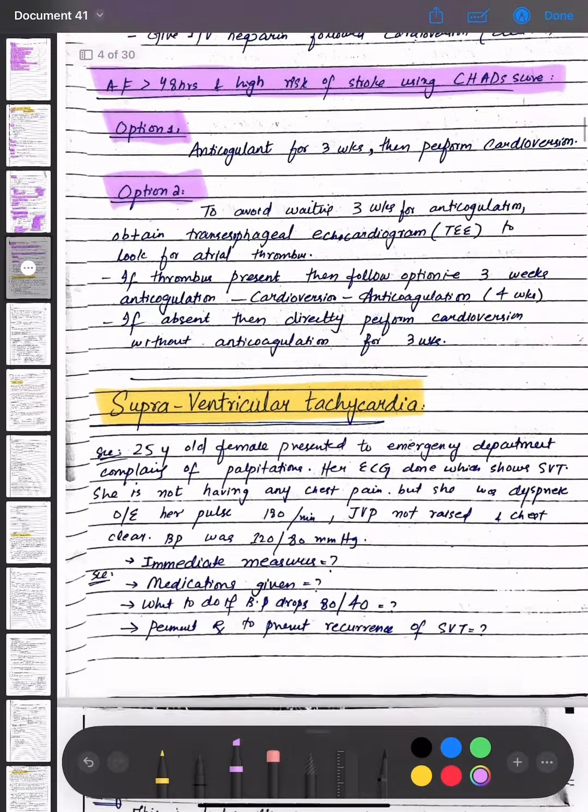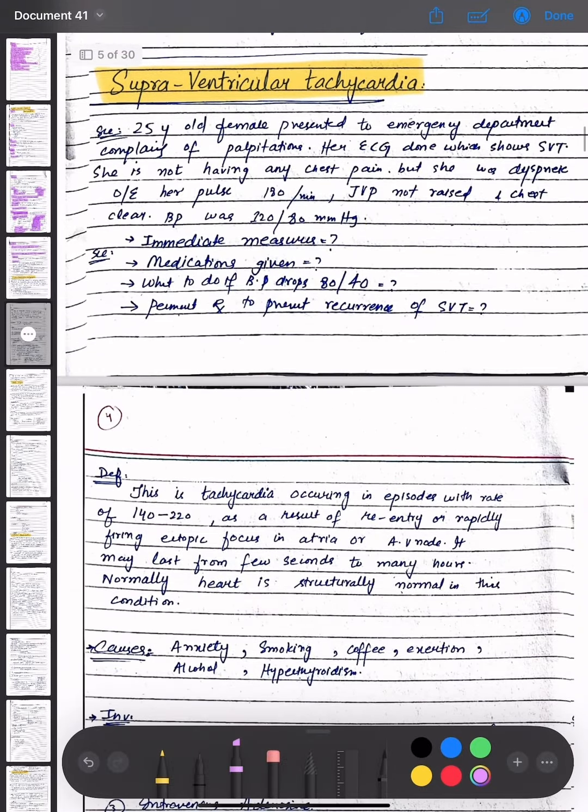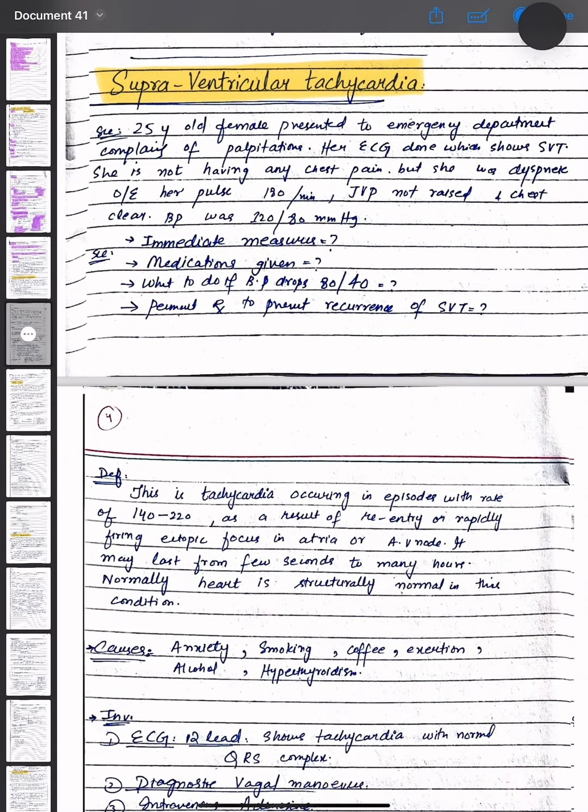Now coming towards supraventricular tachycardia. We are having a scenario that there is a 25-year-old female presented to the emergency department complaining of palpitations. Her ECG is done which shows SVT. She is not having any chest pain, but she was dyspneic on examination. Her pulse is 180 per minute. JVP is not raised and chest is clear. BP was 120 by 80 mm of Hg.